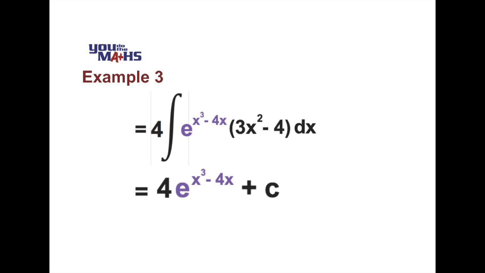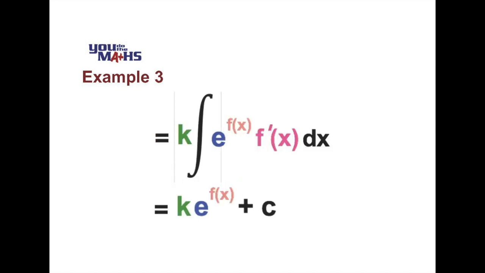To summarize this process, if we're asked to do an integration where inside that integration is an exponential to some power, that power being nonlinear, what we want to do is rewrite the expression inside the integral so it's an exponential function multiplied by the derivative of that exponential's index. We then have to make an adjustment by multiplying by some constant at the front of the integral. The integration after that becomes quite straightforward because it's just the constant multiplied by the exponential to the original index plus a constant.